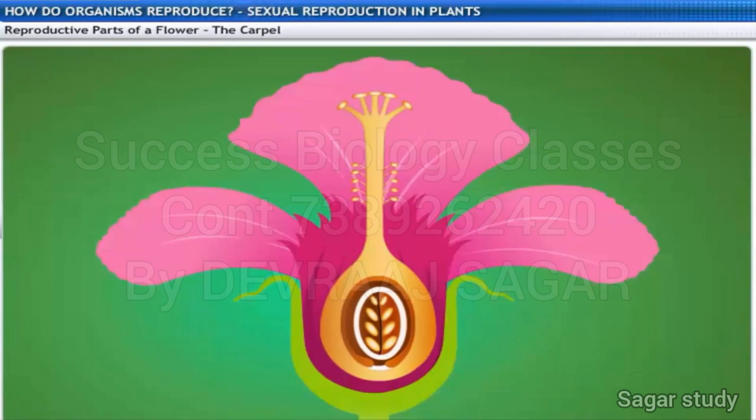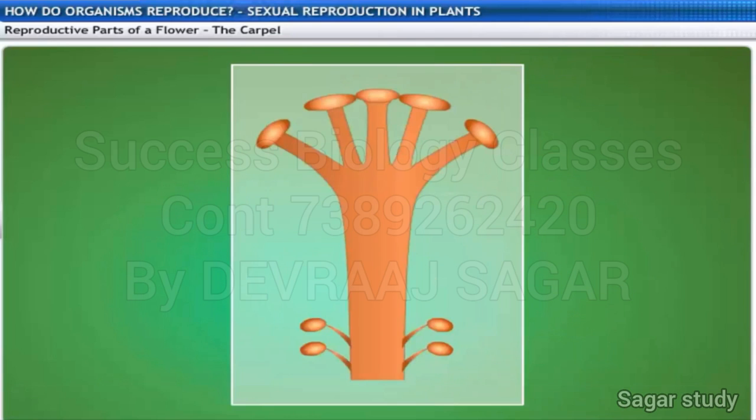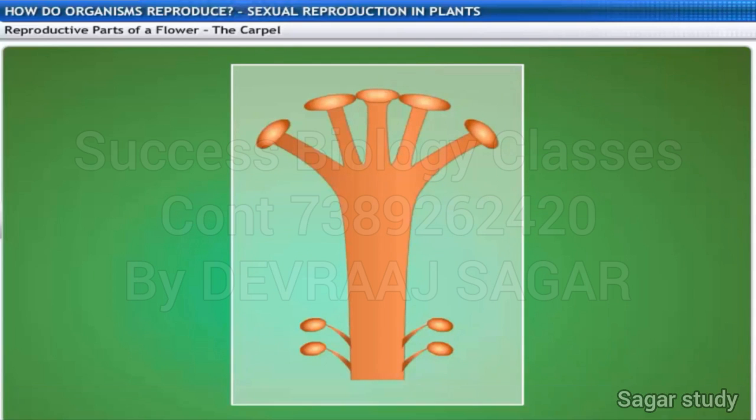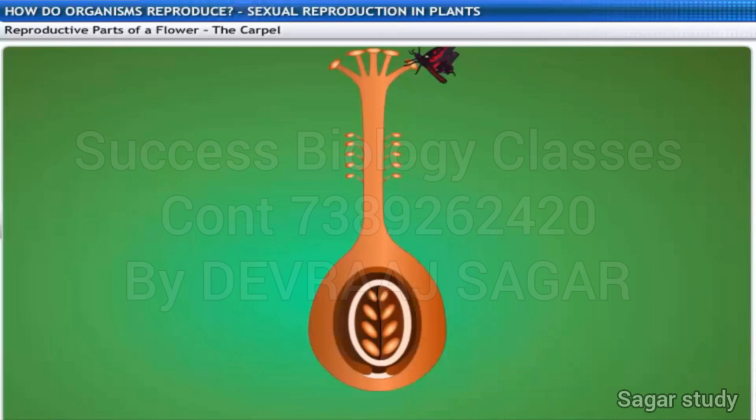Now let's get back to the female reproductive part of the flower. A carpel is located in the center of a flower and comprises three parts: the ovary, the style, and the stigma. Let's look at the carpel closely. The terminal part is the stigma. Try touching this stigma. It's a little sticky, isn't it? True. Can you guess why it needs to be sticky?